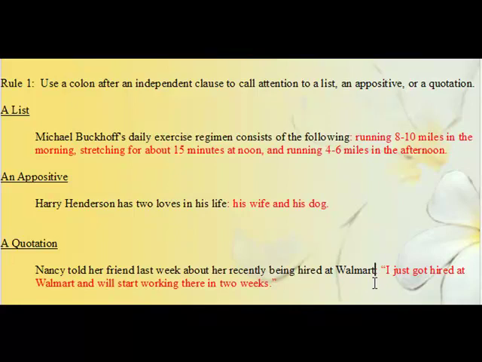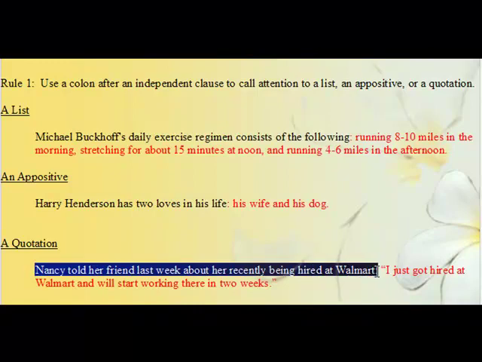Now, it's also possible many times when you introduce direct quotes that you use a comma, but the difference is this: if the group of words which precede the quote can stand alone as their own complete sentence, you want to use a colon. For example, if I said, Nancy told her friend last week about her recently being hired at Walmart, that can stand as its own sentence. Now, if I said, Nancy said, I'd have to put a comma there, because if you say Nancy said, that's not a complete idea. So the comma or the colon, in terms of introducing the quote, depends on whether you have a complete idea or an incomplete idea.